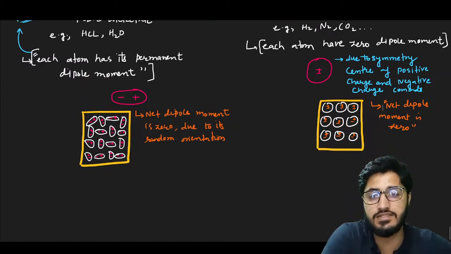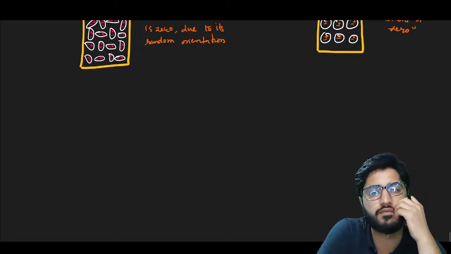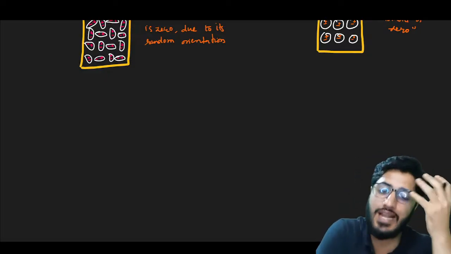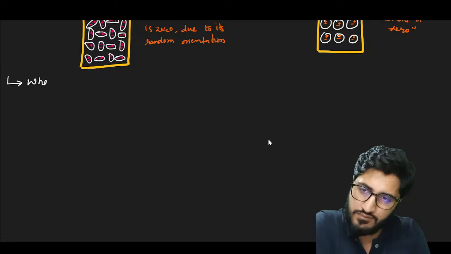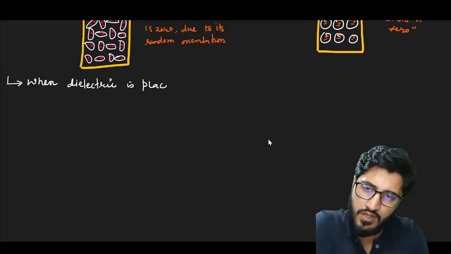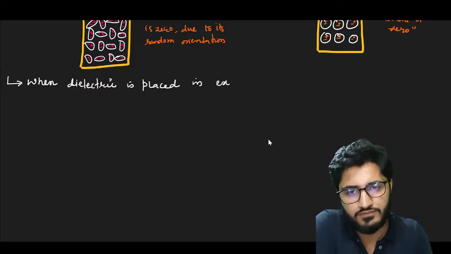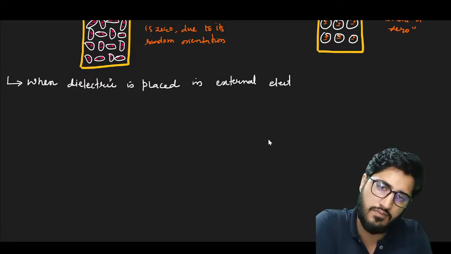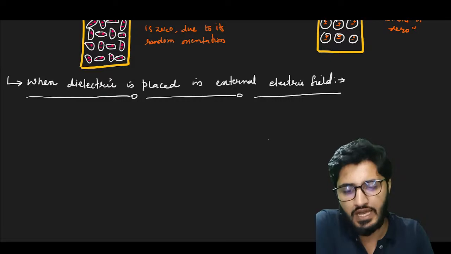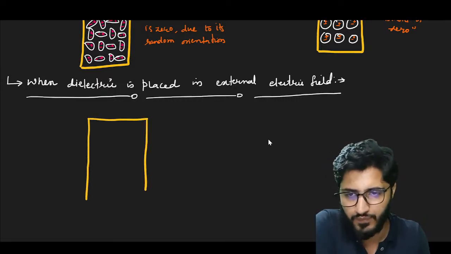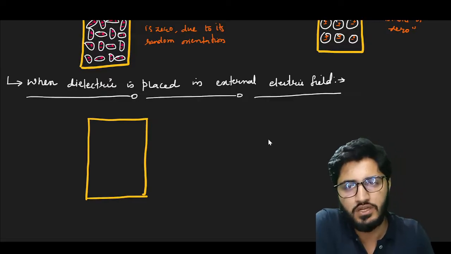Now, if we place these dielectrics, whether polar or non-polar, in an external electric field, what will happen? So you will write here: when a dielectric is placed in an external electric field. What does it mean? Suppose we have any dielectric. Let's suppose this one. We are taking the example of this one or this one, there is no issue.